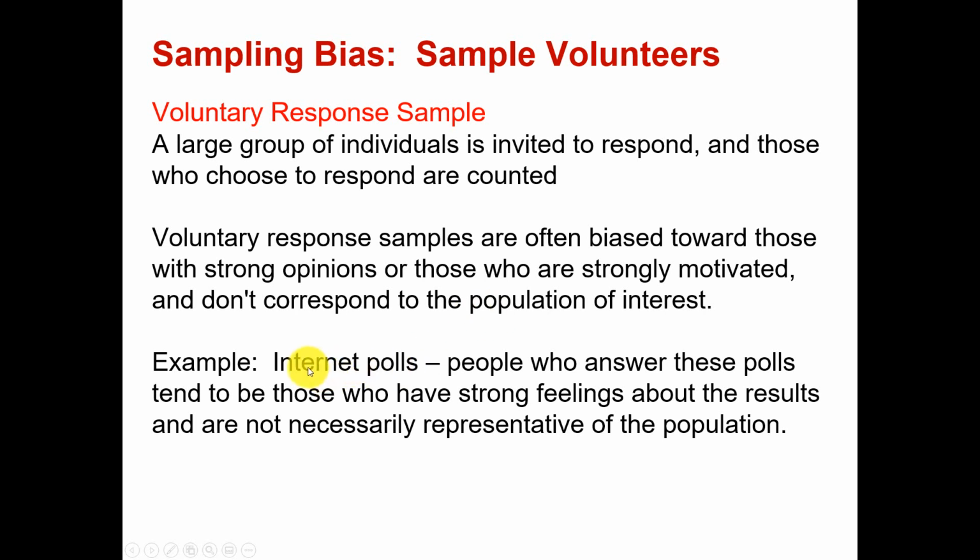Another example of this is internet polls. That's where I got my idea, because I'm always spammed with, do you think Donald Trump is the best president ever? And obviously I don't answer those, so that would be a voluntary response bias.